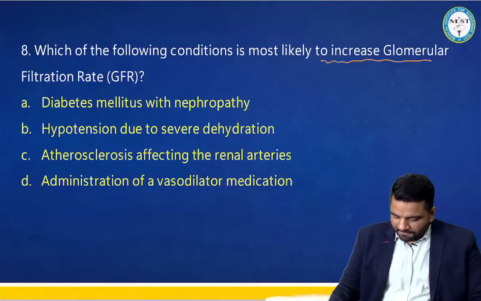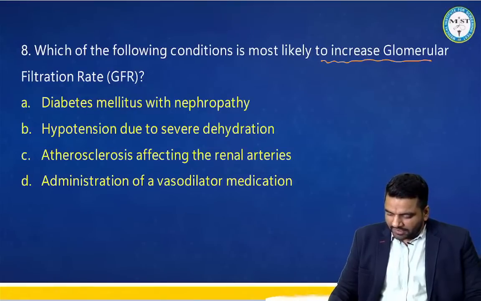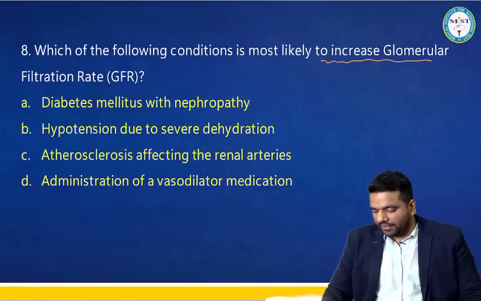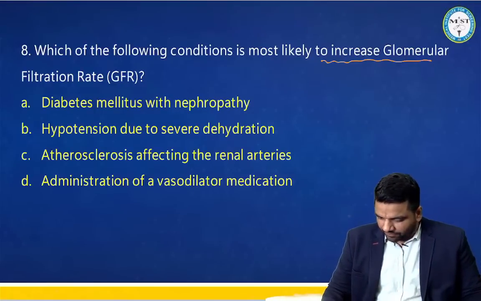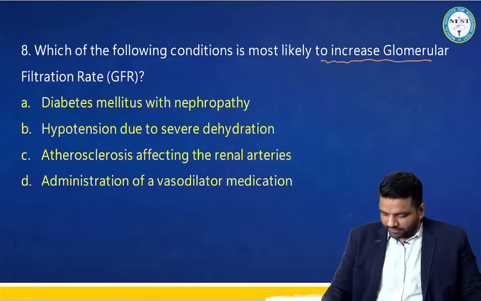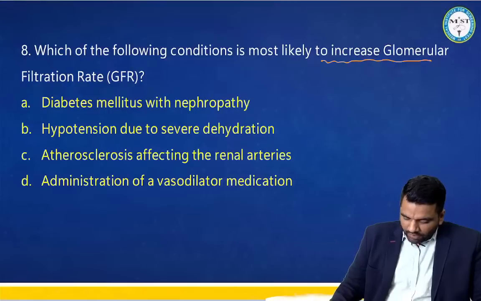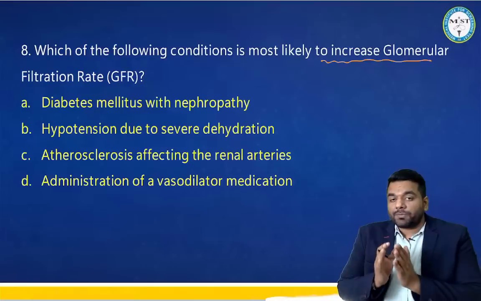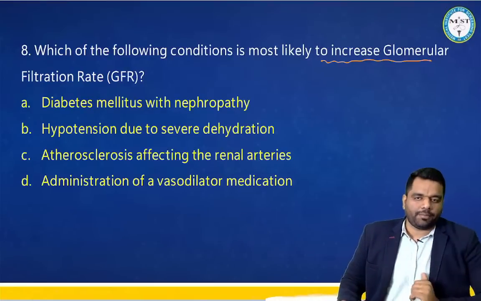Many of you are saying the right option is D. Some of you are saying the right option is C. Okay, some are saying it is A. Again C, beta. Please read the question one more time. Which of the following conditions is most likely to increase the GFR? It is not asking to decrease the GFR, beta, right?